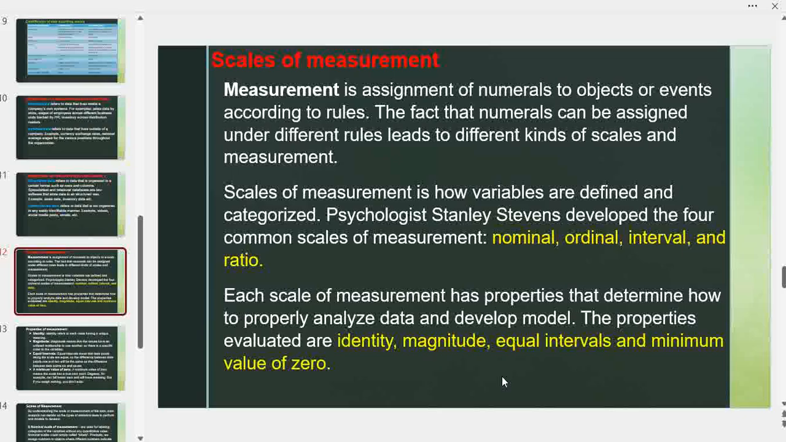Scale of measurement is how variables are defined and categorized. Who came up with the scale of measurement? Psychologist Stanley Stevens developed 4 common scales of measurement: nominal, ordinal, interval, and ratio. These are the ones that we are going to live with throughout our statistical data analysis: nominal, ordinal, interval, and ratio. And this has been brought out by the properties like identity, magnitude, equal interval, and minimum value of 0.